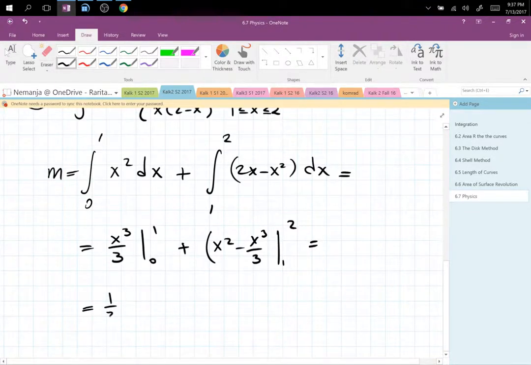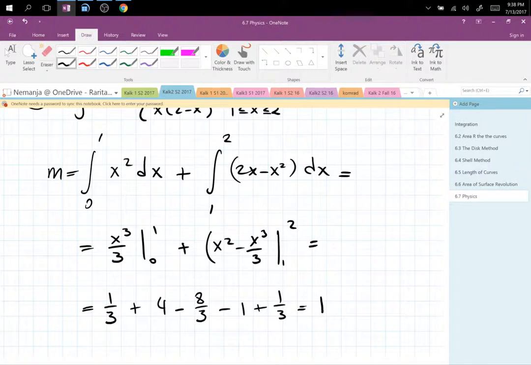This is going to be 1/3, and then zeros don't contribute in this case. And then we have plus 4 minus 8/3 minus 1, and then plus 1/3. So 1/3, 1/3, that's 6/3, that's 2, 4 minus 2 is 2, minus 1 is 1. Good. 1. They did not give us units, so I'm not sure what units these are.